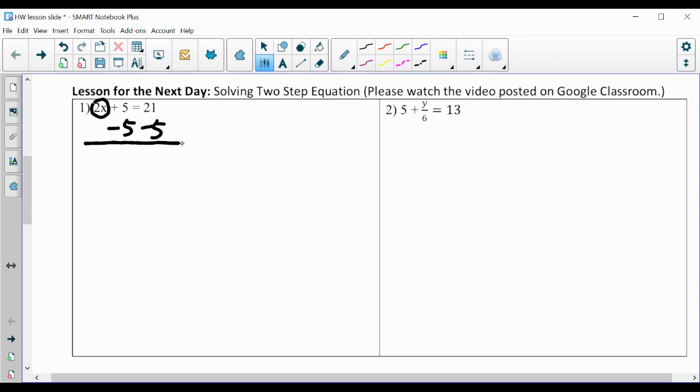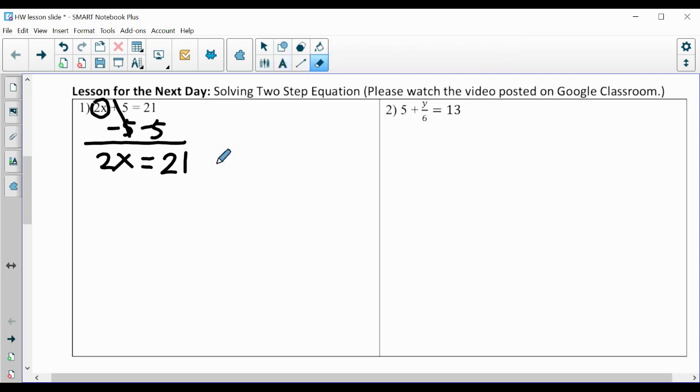Again, you do it on the left side, you do it on the right side: minus 5 on the left side, minus 5 on the right side. Over here, 5 minus 5 is 0. You cancel out, so we have 2x left over. It's equal to 21. Okay, just copy. Oh sorry, I just copied it wrong.